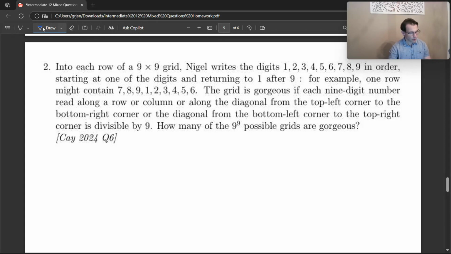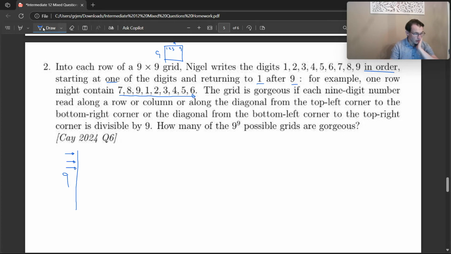Anyhow, we're going to have these grids that are 9 by 9, with 9 by 9 little squares. And he's going to write 1, 2, 3, 4, 5, 6, 7, 8, 9 in order, but he starts at one of the digits and returns to 1 after 9. So that means he could go 7, 8, 9, 1, 2, 3, 4, 5, 6. Okay? So how many ways could he do each line? Well, he's got 9 rows to fill in along here.